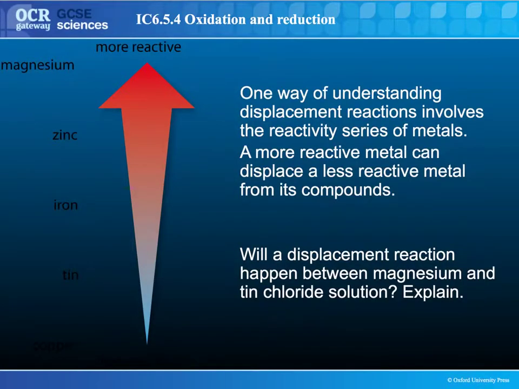Displacement reactions only take place when you have a more reactive metal in a solution that contains a less reactive metal. So magnesium will react with sulfates of all of these three metals. However, iron would only react with tin chloride, for example. It would not react with zinc or magnesium. It would not be able to displace the more reactive metal from the solution.